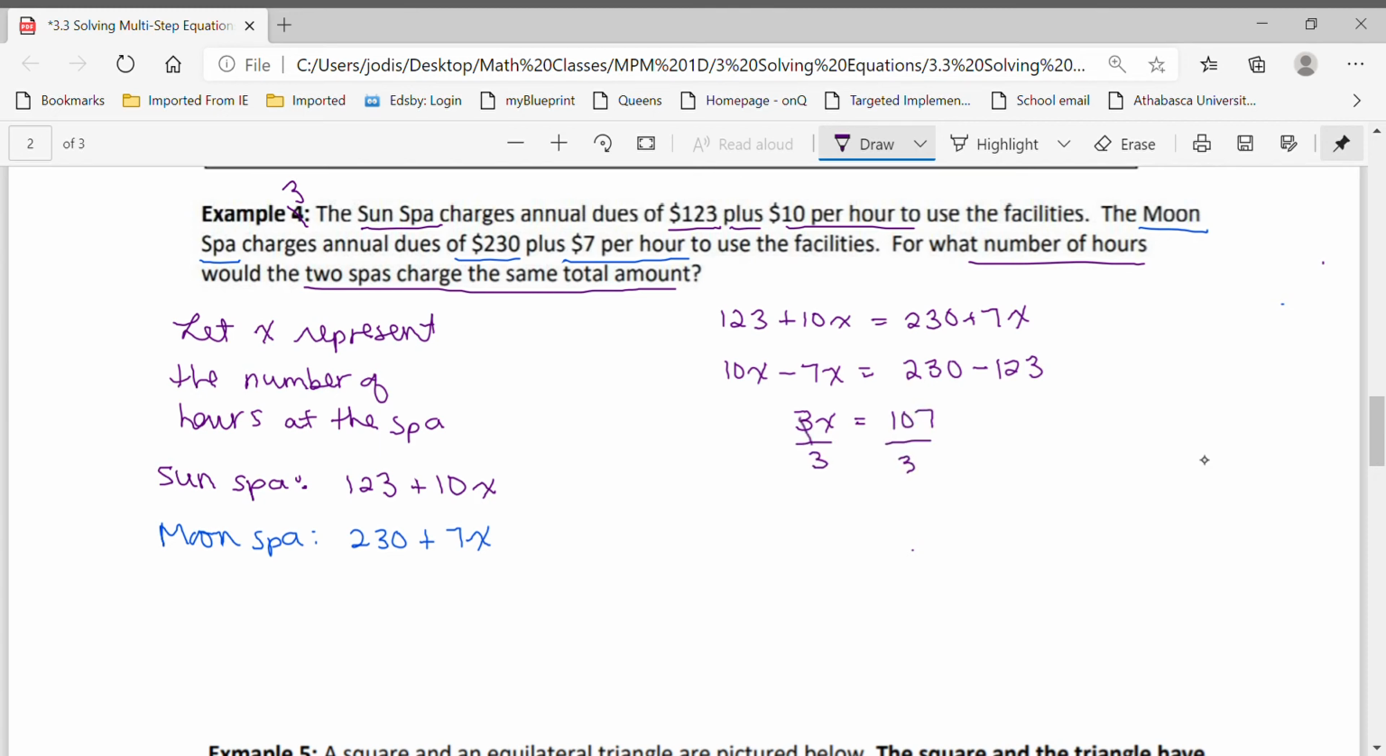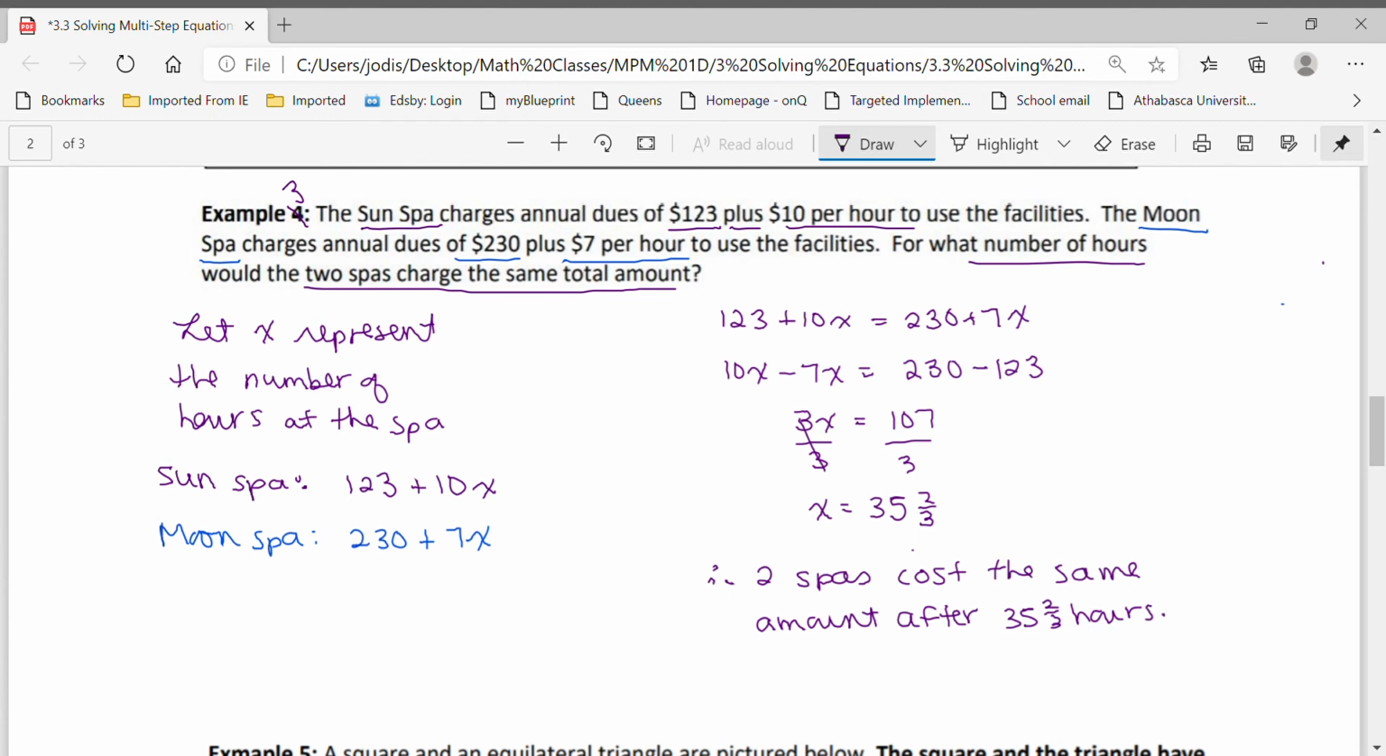Divide both sides by 3, x equals, this just gives us an ugly decimal, so we could actually change, one of the only times that changing that to a mixed number would make sense. So this is actually 35 and 2/3 of an hour. So therefore the 2 spas cost the same amount after 35 and 2/3 hours.